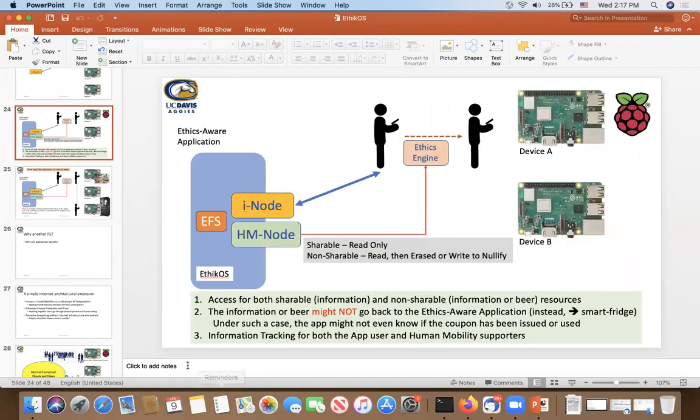Okay, so I hope you can see the screen. This is one perspective showing various pieces of the EthikOS project. I showed this slide in the presentation I did in class, but I'm not sure whether you still remember. If you forgot or you want to ask any question, please just let me know.